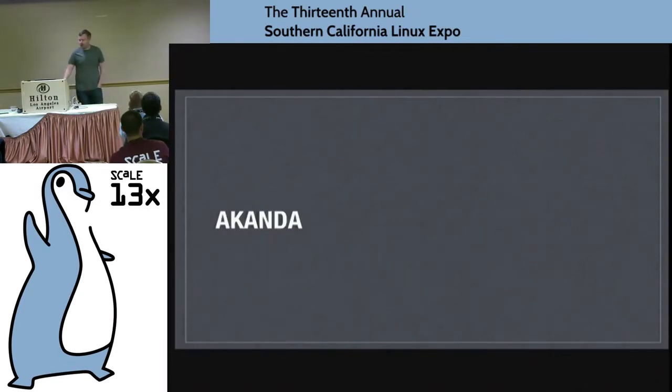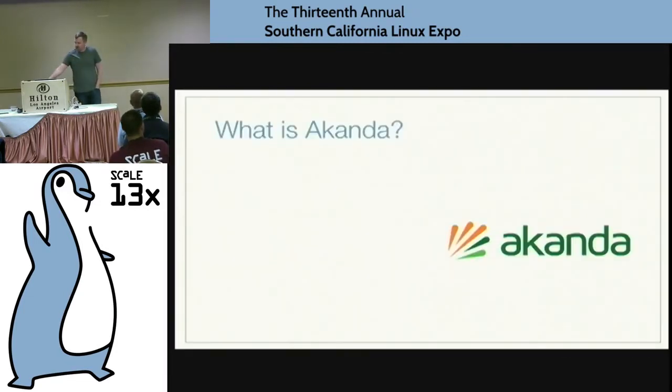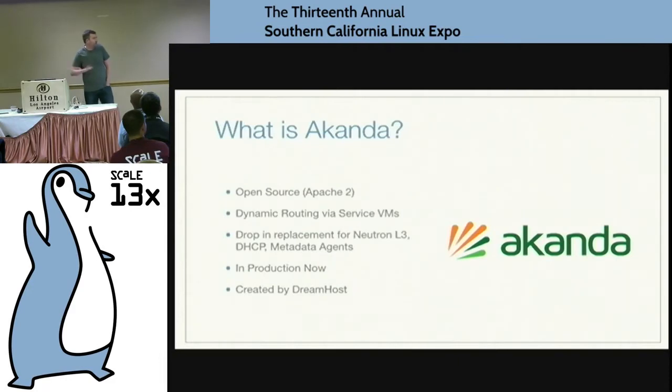I want to touch on a couple of slides on Akanda, which is an open source project that is Apache 2 licensed. It provides dynamic routing via service VM. So if you want to do prefix delegation with IPv6, you can do that today. You can layer this on. It's a drop-in replacement for Neutron Layer 3, DHCP, and metadata. It's in production now. It was created by the folks at DreamHost. Now, me and some other folks who were there have spun out and are running the Akanda project.